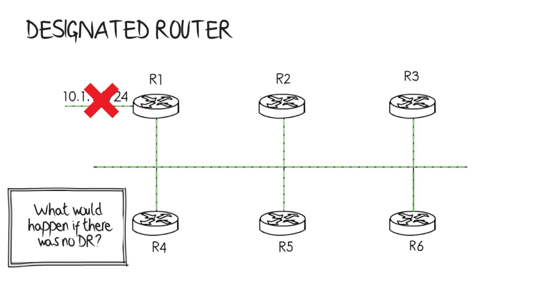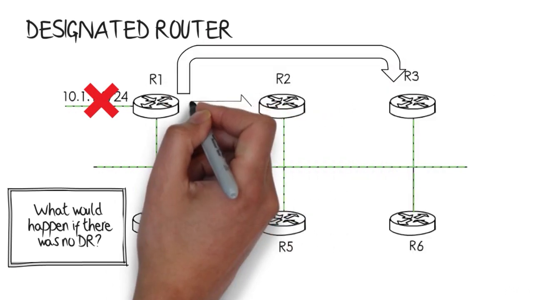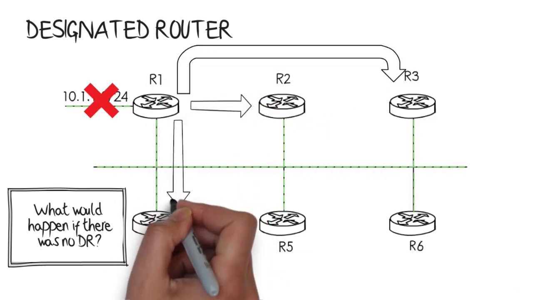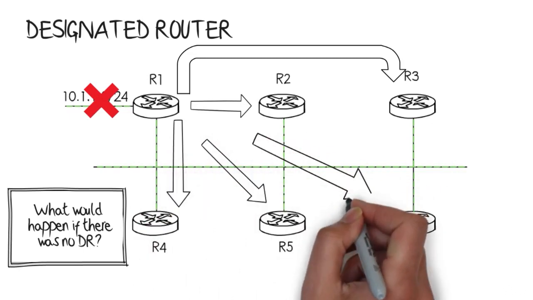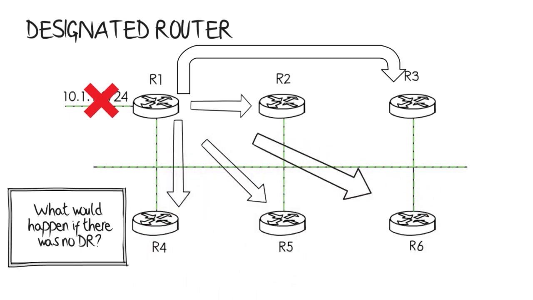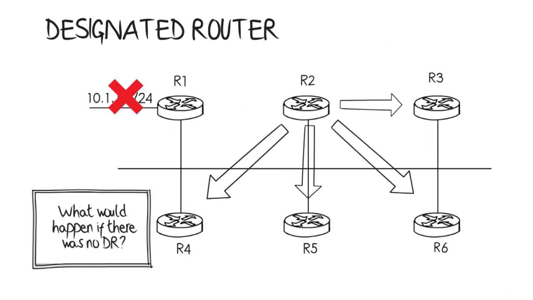So in this example, R1 needs to notify the other routers using a link state update that there's been a change in the network topology. So R1 will send an update to R3, send an update to R2, to R4, to R5, to R6, notifying all of the routers that there's been a change in the topology. R2, when receiving that update from R1, in this case, because there's no designated router, has a full relationship with all other routers, so it sends an update to all of its neighbors to notify them that there's a problem.